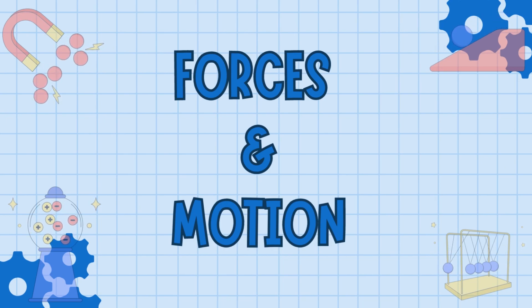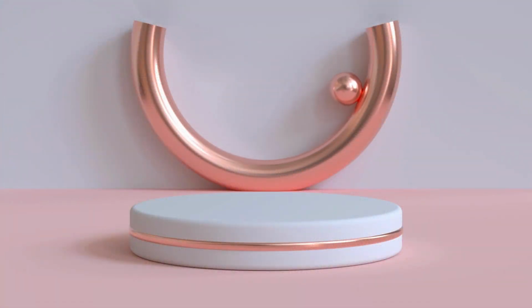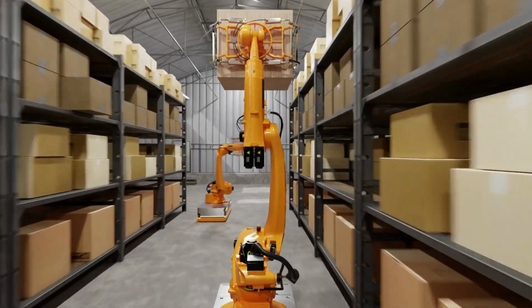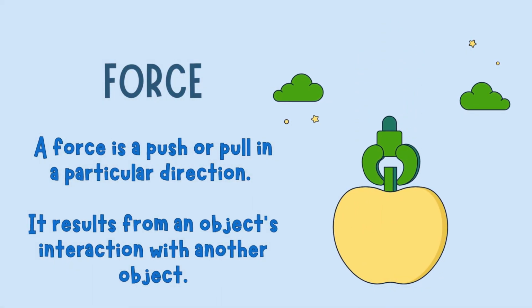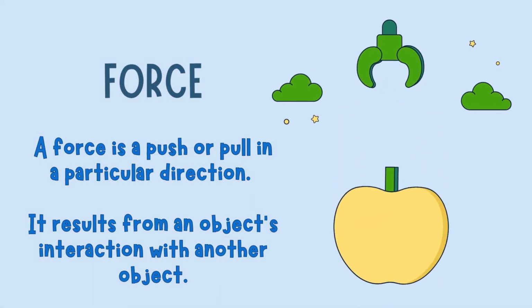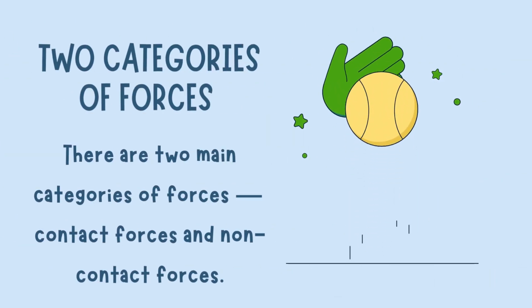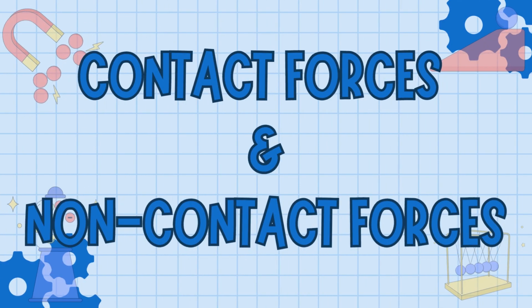Let's get started. Motion is all around us. Every time you ride a bike, kick a soccer ball, or even take a step, you're experiencing the magic of motion. To understand an object's motion, we need to learn about its position. An object's position is its location compared to a reference point. If you move that object from one position to another, you're causing it to change its position, or in other words, to move. But what makes objects move?